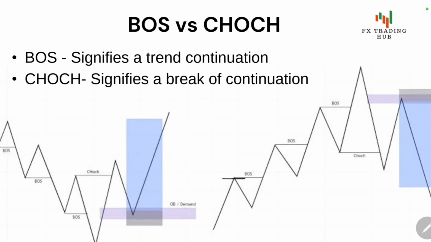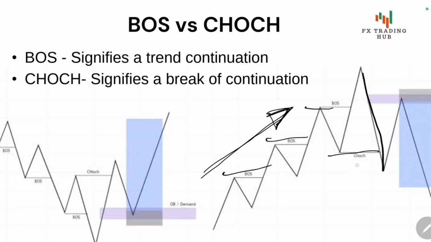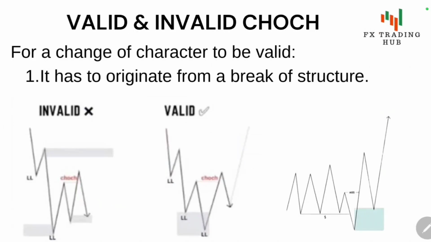And in this case, you have break of structure to the upside, and that signifies a continuation of trend to the upside. But then when you now have a break of structure to the downside, which is called the change of character, it signifies that the market's direction has changed to the other side. Okay, you need to understand the principle of valid and invalid change of character. For a change of character to be valid, there are some conditions that have to be met.